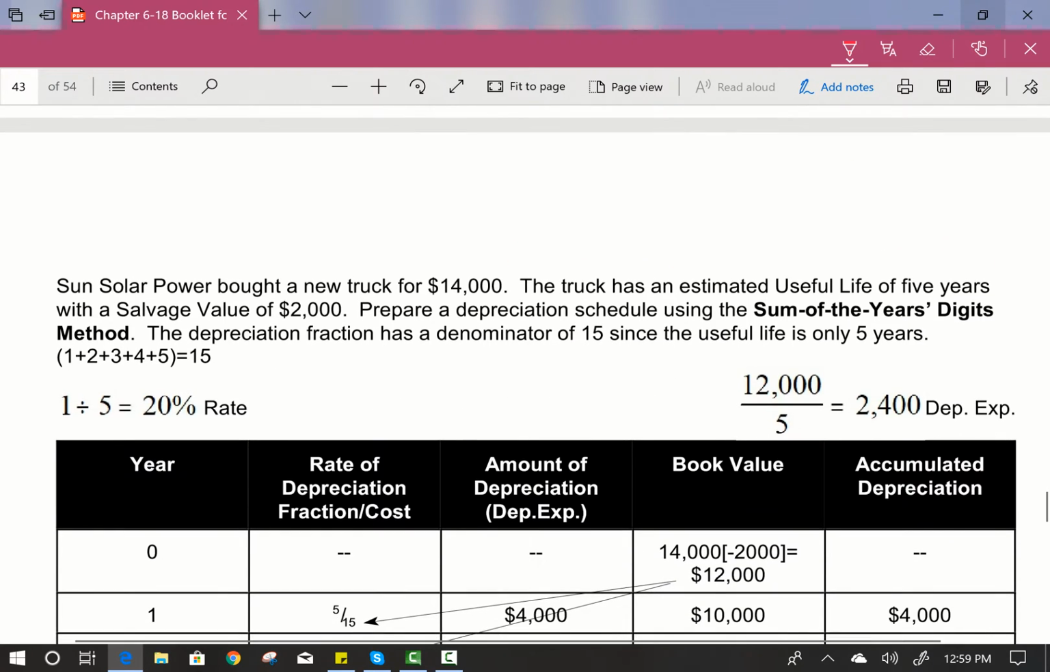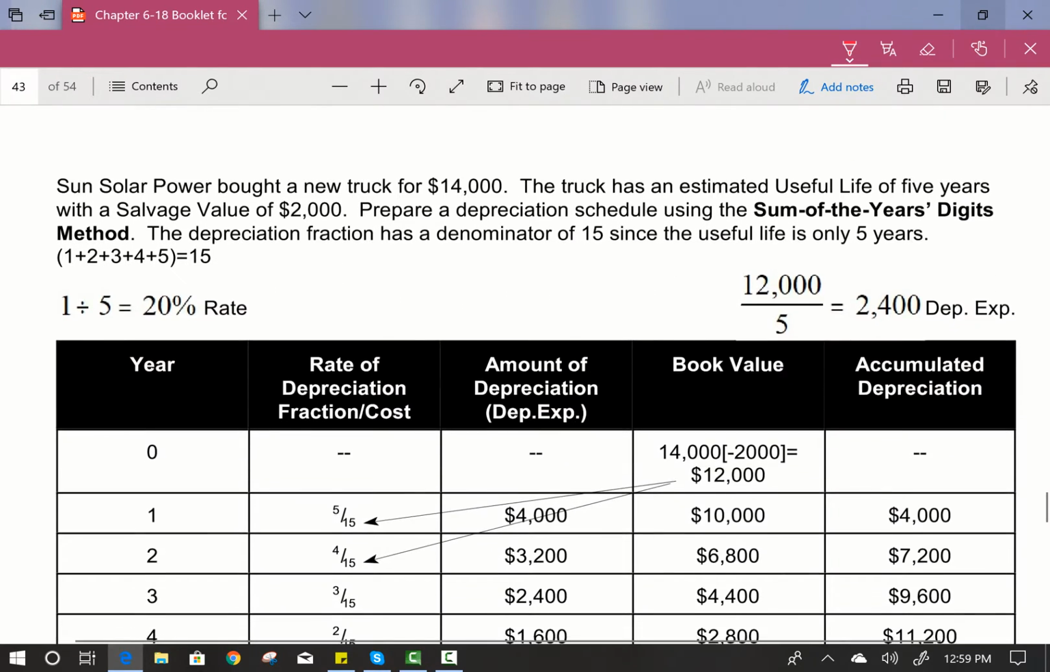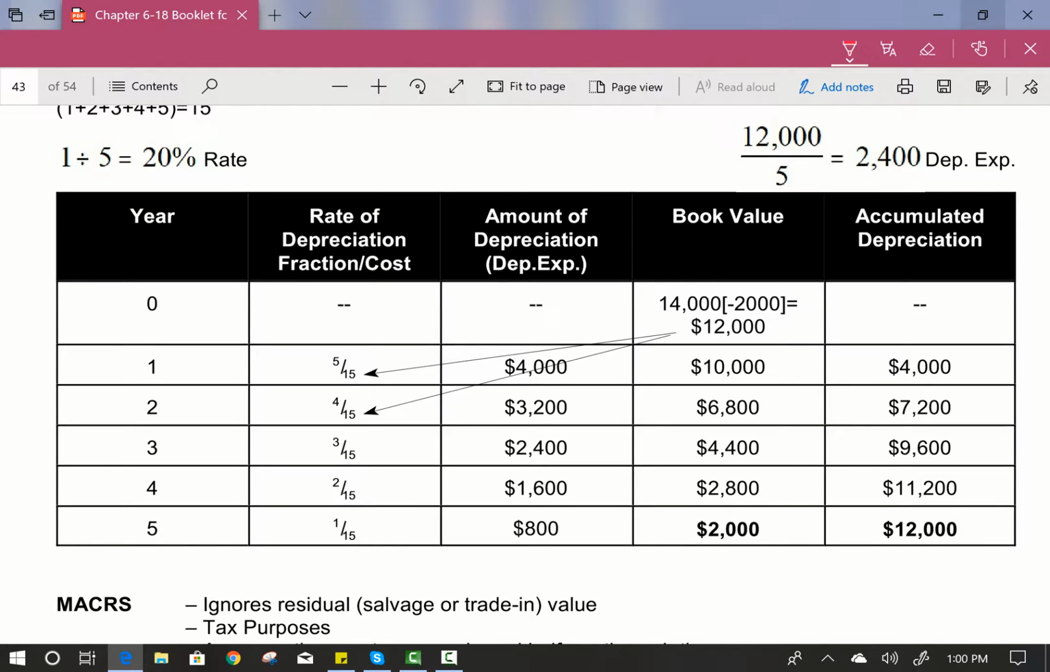Okay, the third one is the sum of the year's digits method. Again, this one is not in session. We don't use this. This will not be on any testing purposes, but I do want you to know that the sum of the year's digits method gives you the most depreciation in the first year and at least some in the last year.